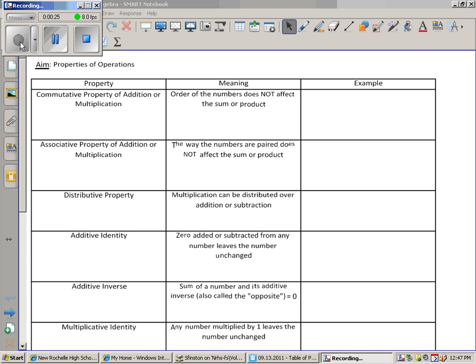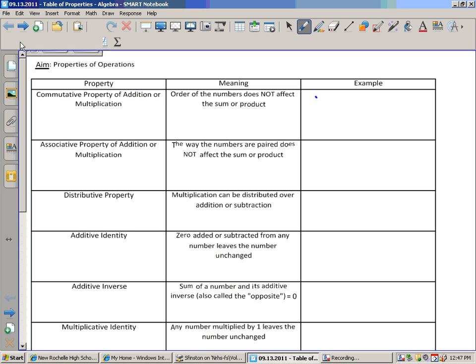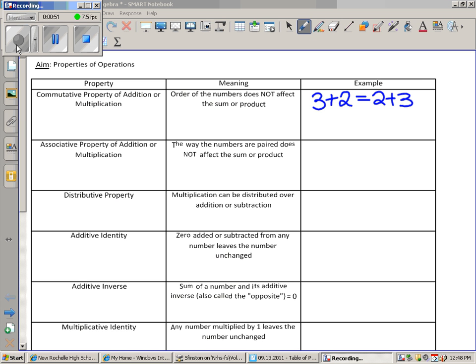The commutative property. Let's do number one. So the commutative property of addition or multiplication. When we say commutative property, what do we mean? We mean that the order of the numbers does not affect the sum or the product. Let me give you an example of it in addition. So class, 3 plus 2. 3 plus 2 equaling 2 plus 3. Is that true? Yeah. So you see the order doesn't matter.